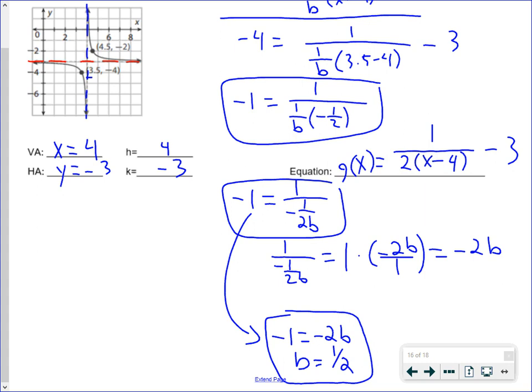So we put that back into our equation, and we ultimately get our answer of g of x equals 1 all over 2 times x minus 4, minus 3, since it has been in the form 1 all over b, and 1 all over 1/2 is just 2.